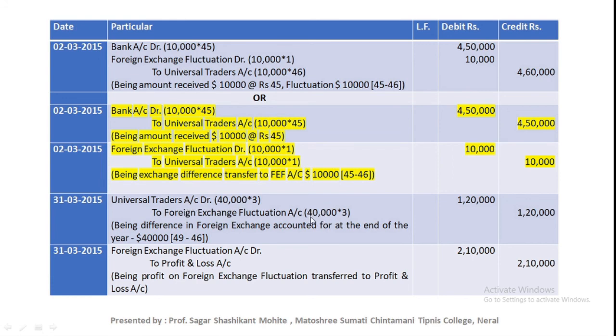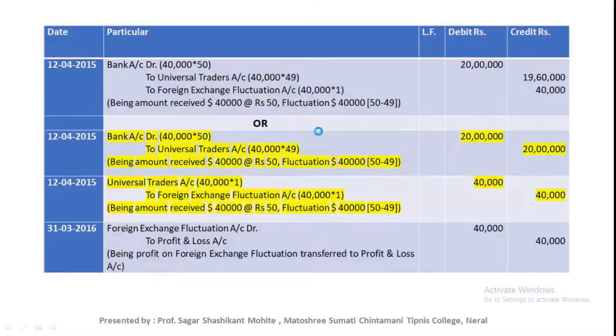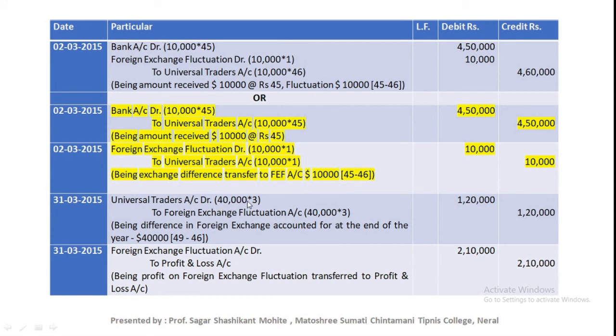This is most important, keep in mind that we need to adjust the exchange difference at the year end for the balance dollar only, that is for the outstanding dollar only, and not for the total transaction dollar. Now the outstanding dollar is $40,000 and the difference is rupees 3 per US dollar. That's why the journal entry will be Universal Trader account debit to foreign exchange fluctuation account, that profit transferred, 40,000 into 3 is equal to 1,20,000.